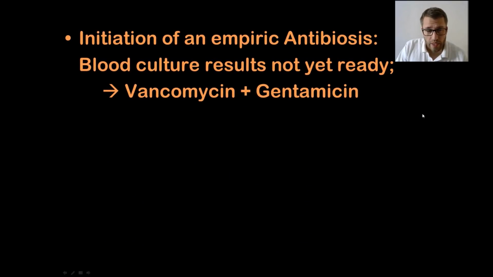We initiated empiric antibiosis because at that point we had made our clinical diagnosis, but we did not have any blood culture results, and we did not know if there was a bloodstream infection. But because it was a very big structure and embolism had already happened, we decided to go for vancomycin and gentamicin.